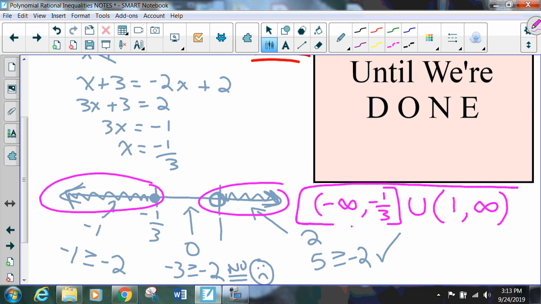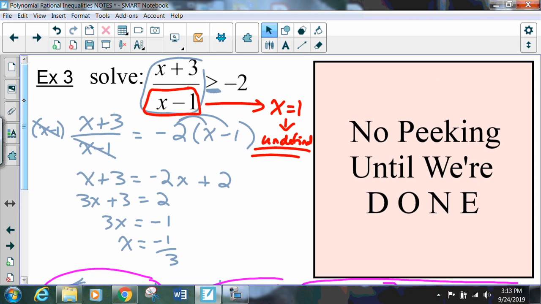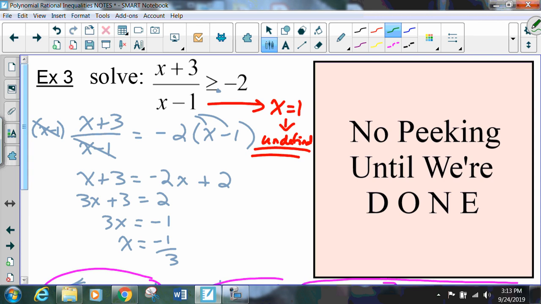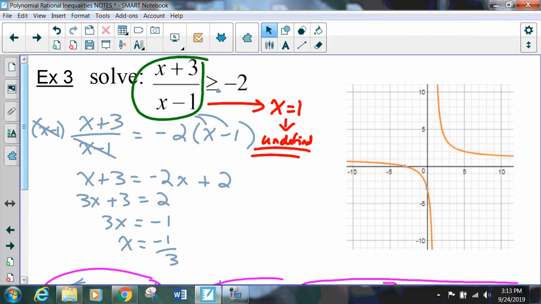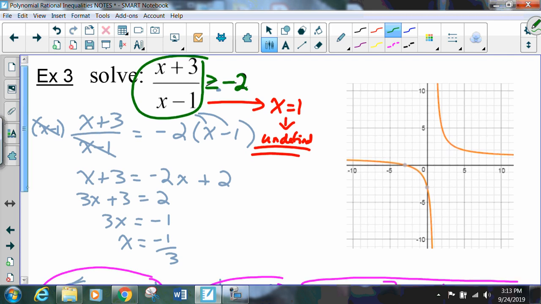So let's see if we're right. What we have behind this screen is, going on Desmos, we graphed x plus 3 divided by x minus 1. And when we did that, this is what the graph looked like. And we're interested in knowing when is x plus 3 over x minus 1 greater than or equal to -2? When is the height above or equal to -2? So let's find -2. That kind of looks like -2 right here. Let's see. I'm going to cheat a little bit.